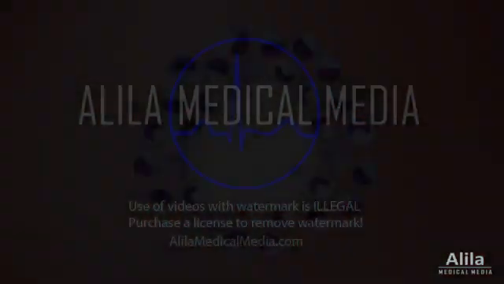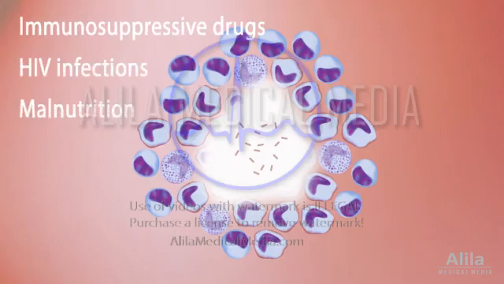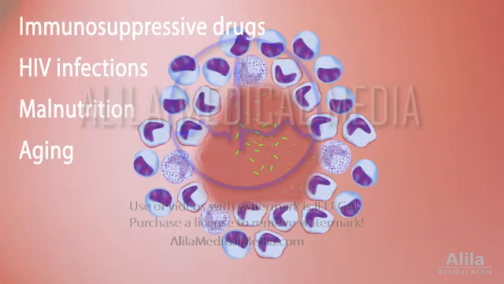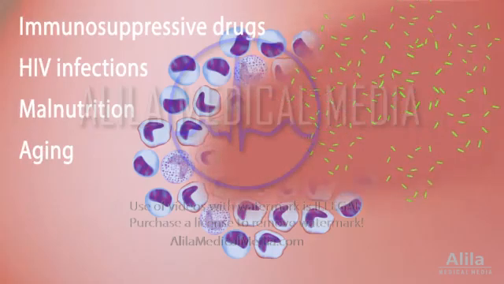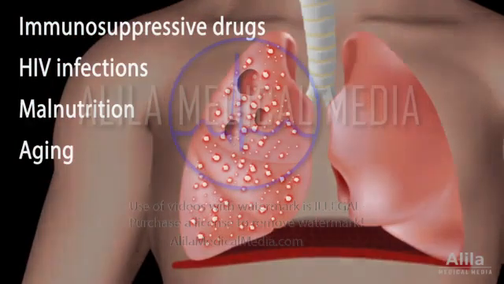On the other hand, if the immune system is compromised by immunosuppressive drugs, HIV infections, malnutrition, aging, or other factors, the bacteria can be reactivated, replicate, escape from the granuloma, and spread to other parts of the lungs, causing active pulmonary tuberculosis. This reactivation may occur months or even years after the initial infection.